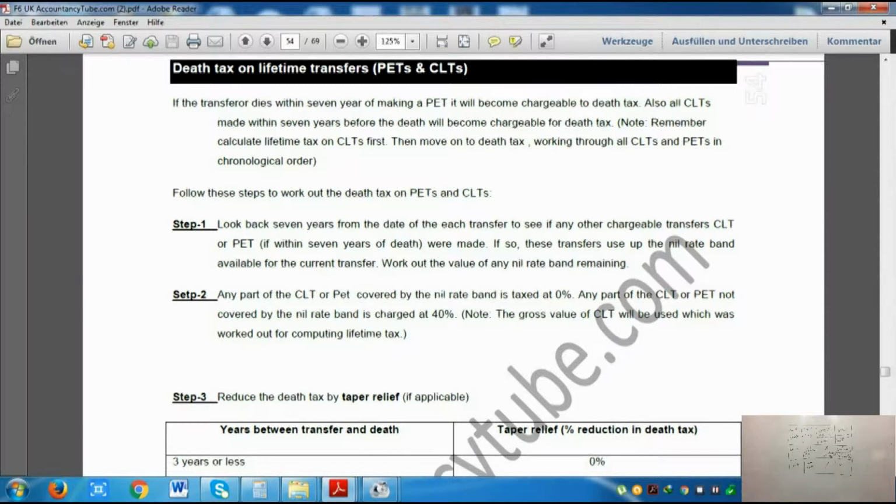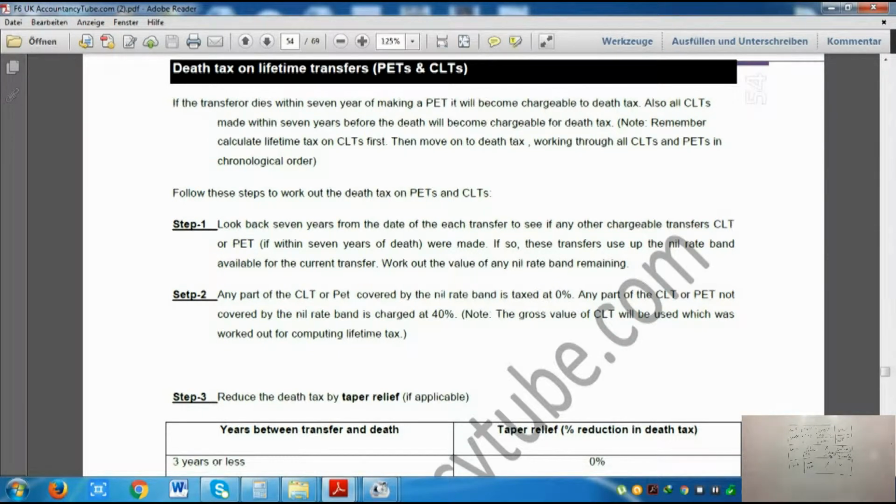Death tax on lifetime transfers. Now, death tax on the lifetime transfers: there are PETs and CLTs. If the transferor dies within 7 years of making a PET, it will become chargeable to death tax. Also, all CLTs made within 7 years before the death will become chargeable for death tax. Note it says, remember, calculate lifetime tax on CLTs first.